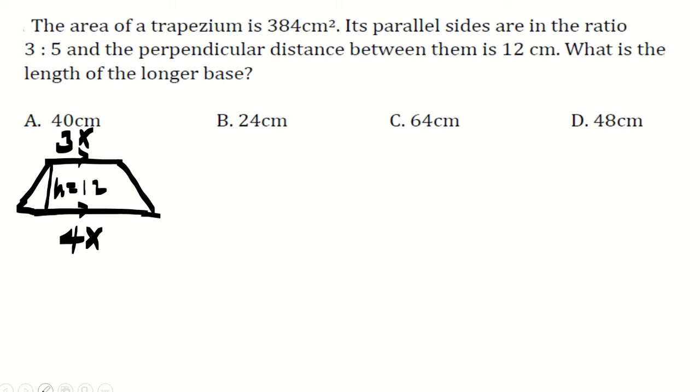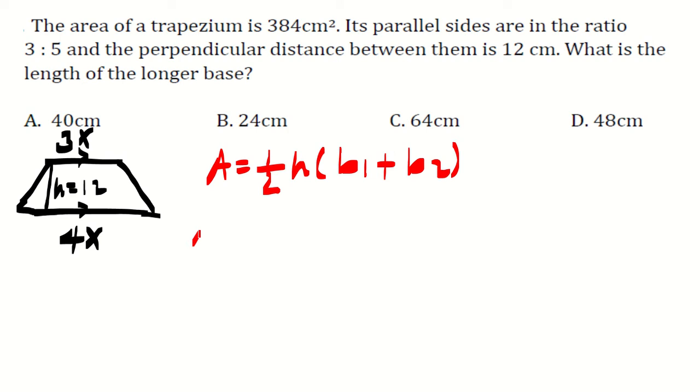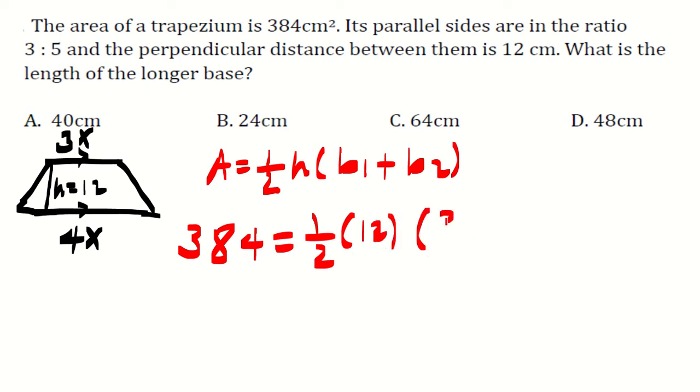Okay, let's use another color and then let's calculate the area. The area of a trapezium formula is half times the height times b1 plus b2. This is the formula. Therefore, in place of area, we can write 384. Let's do it. 384 is equal to half times the height, which is 12, then in brackets 3x plus 5x. The two bases are 3x and 5x.